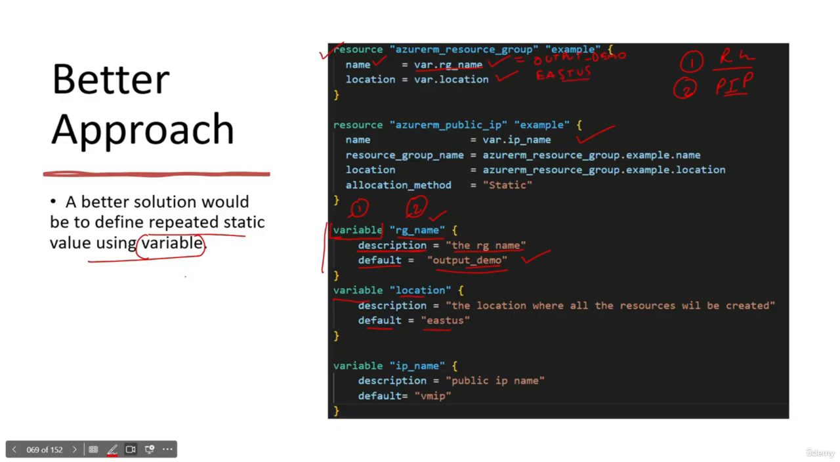And in the case of the IP name also, we have done the same thing. We have mentioned the variable and the variable name is ip_name. We have mentioned a description, the public IP name. It is optional, but we use it for metadata purposes. And here we have passed the value vm-ip for the IP name. Again, the value will be vm-ip whenever we run terraform plan.